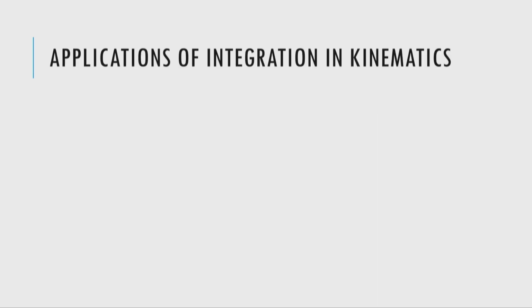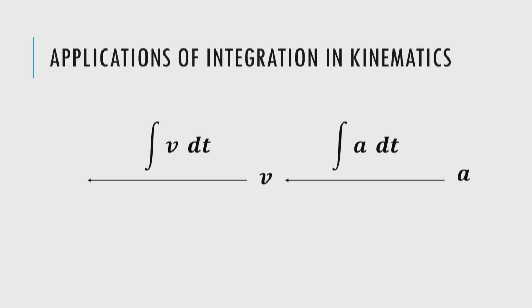Now, we are going to learn if acceleration is given, then to obtain velocity, we have to integrate acceleration with respect to t to get v, and we have to integrate velocity with respect to t to get displacement. Let's apply these concepts to some examples.